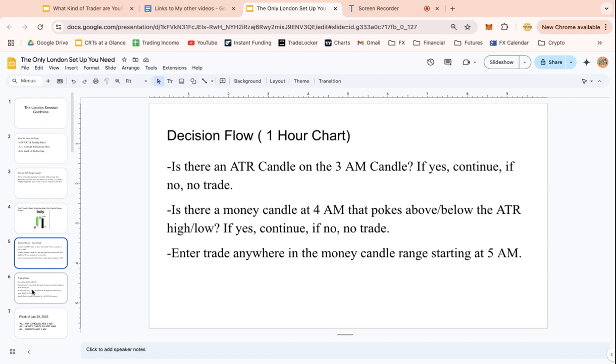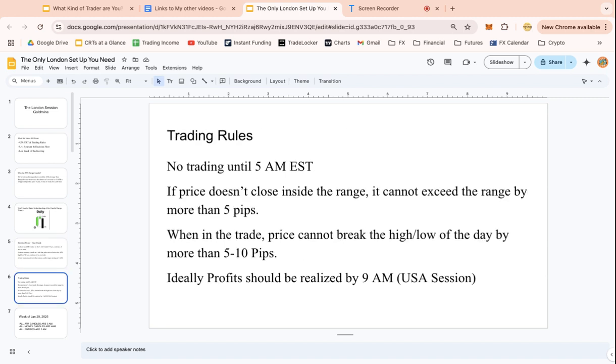Okay, so let's take a look at some rules and then I'll show you some actual chart examples. The rules we have to follow, remember these rules are here to protect us. There's no trading until 5 a.m. Eastern Standard Time. Okay, no trading until then. If the price does not close inside the candle range, it may poke just a little bit above it. It cannot exceed the range by more than 5 pips. Sometimes people say 5 to 7. Use your best judgment. I like to stick to around 5 or so. But obviously, trades sometimes need a little room to breathe. That's fine.